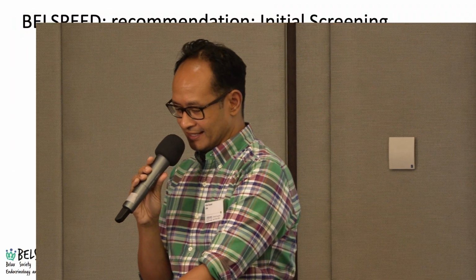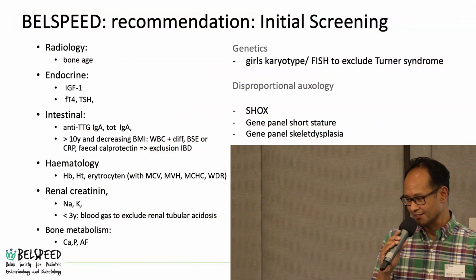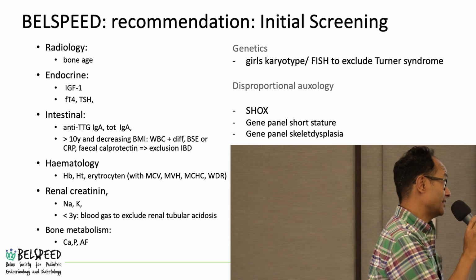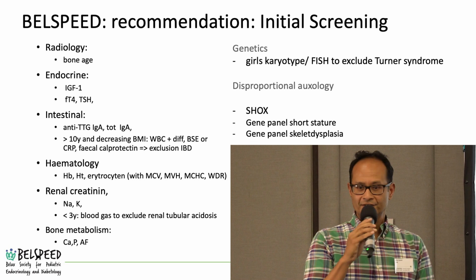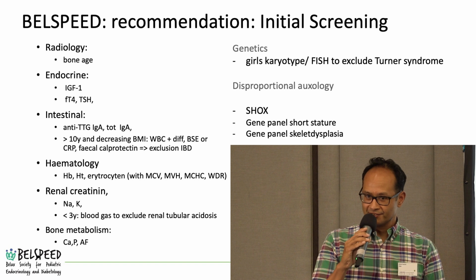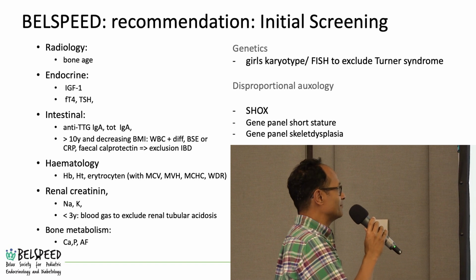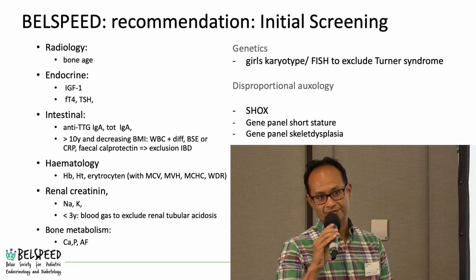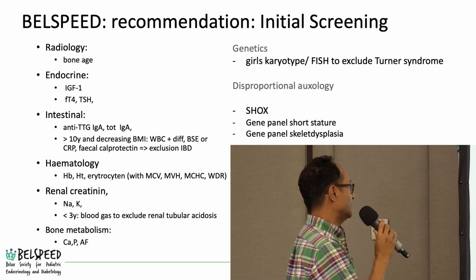So we do have a recommendation for initial screening to see if we can find a cause for the short stature. First we do bone age, so you can determine the growth potential. Is it delayed? Is it advanced? Or is it just right? For the endocrine parameters, we recommend to do IGF-1 and thyroid function.